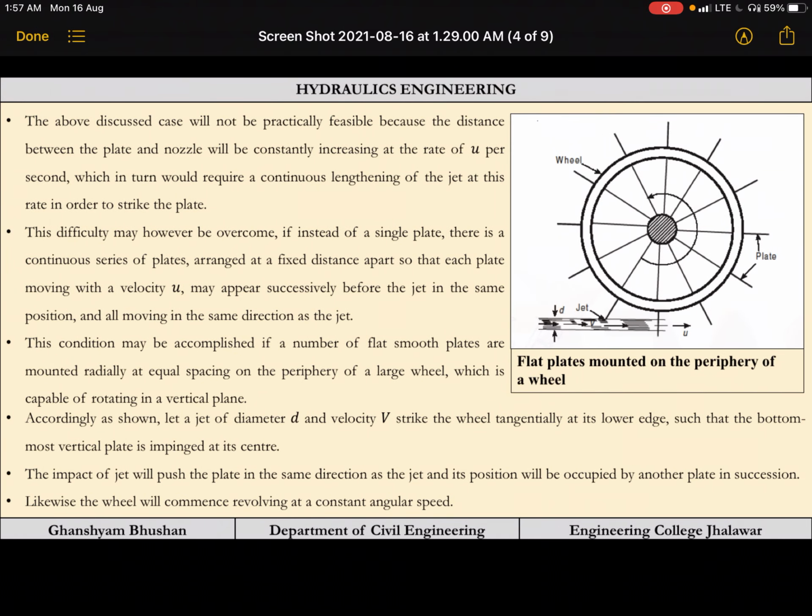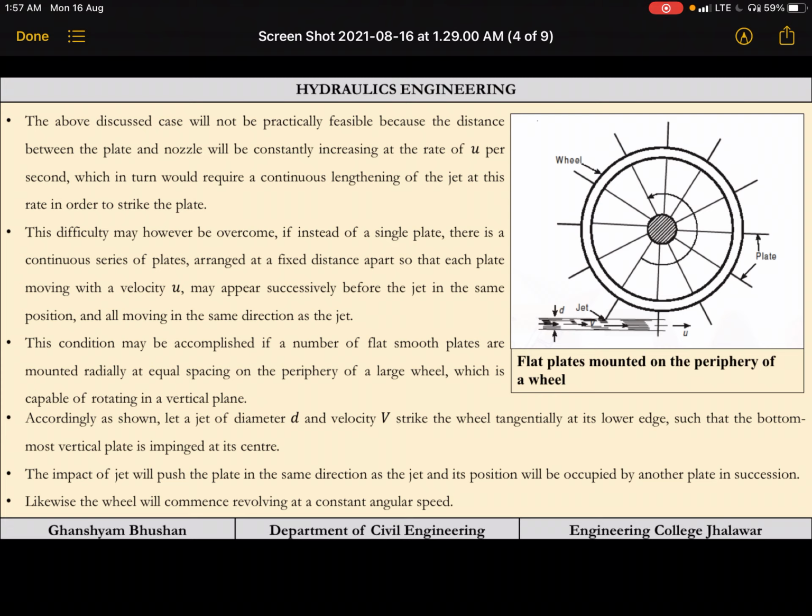Now the case discussed above is not practically feasible, because the distance between the plate and nozzle will be constantly increasing at the rate of u per second, which would require a continuous lengthening of the jet at this rate in order to strike the plate. Because the plate is also moving, it is not practically possible to maintain this striking, and it will not produce the required work which we need.